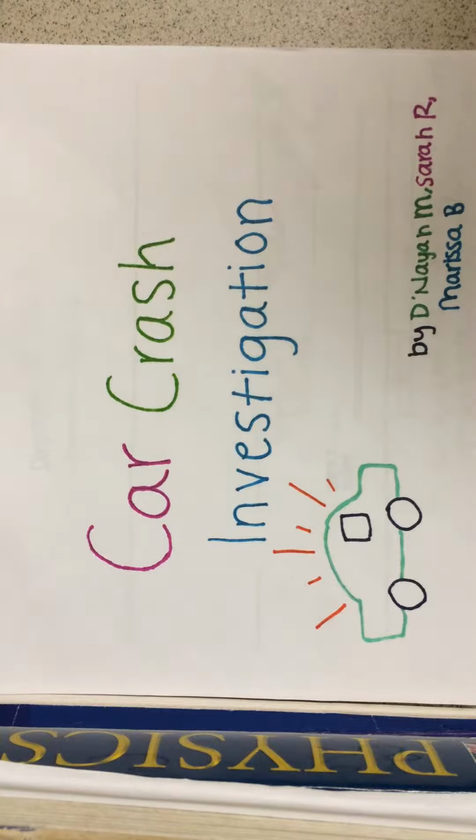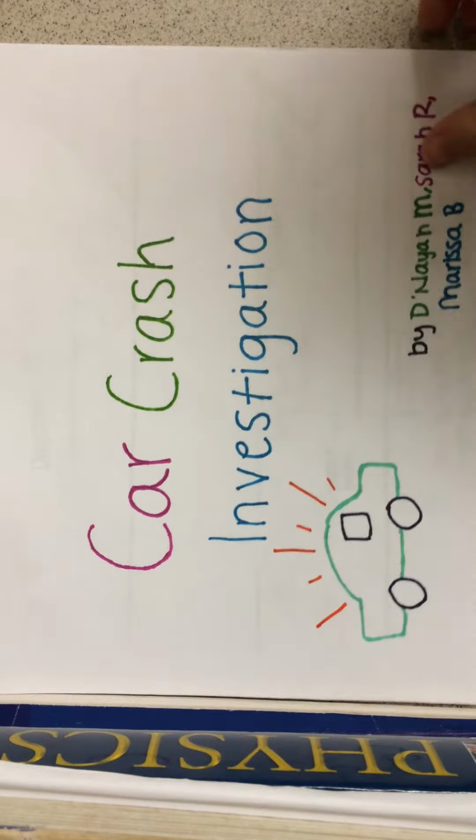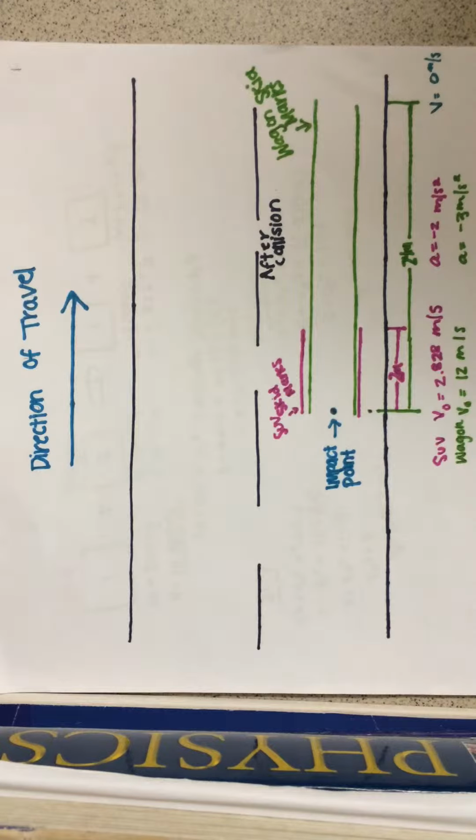Car crash investigation by Danae, Sarah, and Marissa. We are investigating a traffic accident that occurred in a 35-kilometer-per-hour speed limit zone on Tequila Road. A 3,000-kilogram Cadillac Escalade SUV rear-ended a 2,000-kilogram Subaru Outback wagon that was stopped at a red light. We were asked by the investigating police officer to determine what happened and what traffic laws were broken.